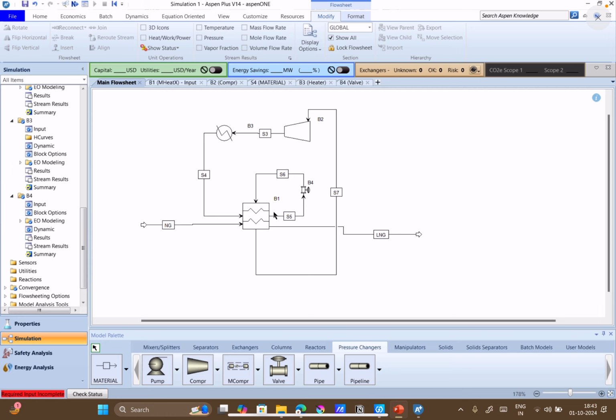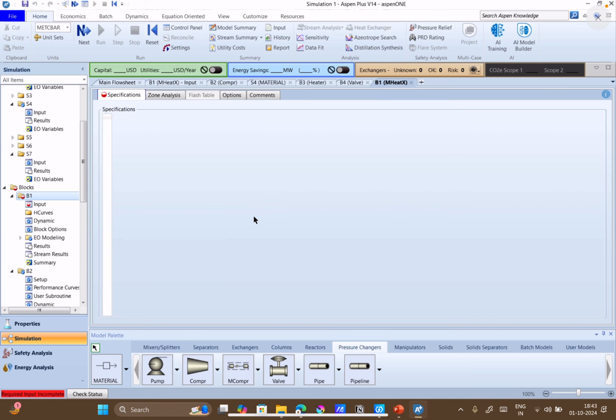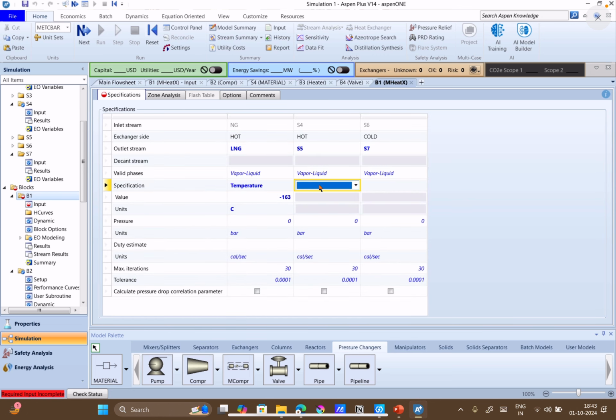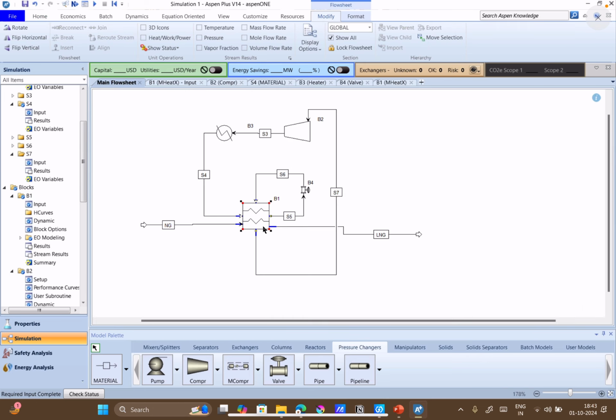So I will try to start with S5. We will provide the outlet temperature of S5. For that, let me try and select. I am providing one information as minus 160 degrees centigrade. This value is selected based on the dew point. So this is a guess, but this guess is a calculated guess based on the dew point temperature for this refrigerant stream. Okay, and then let's see what is happening.